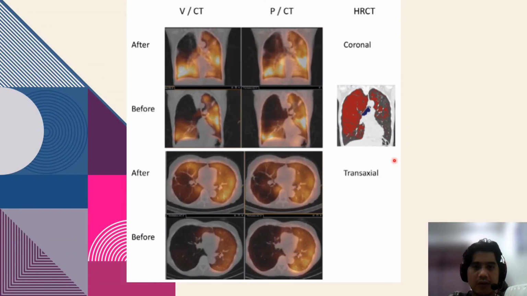From the HRCT, we can see the red marking of emphysema, which is 47% emphysema, and 62% in the right and 20% in the left lung.